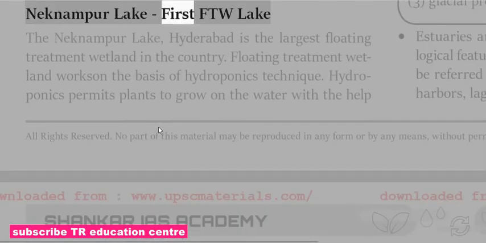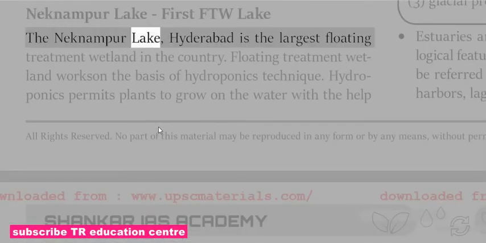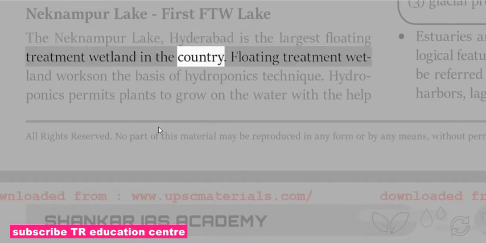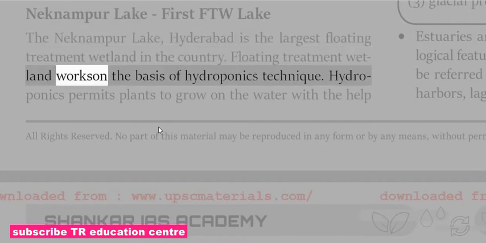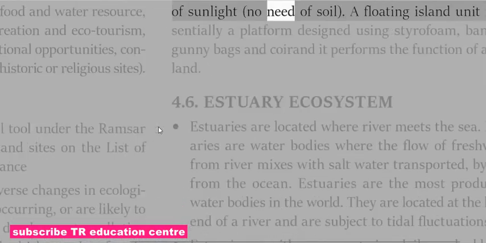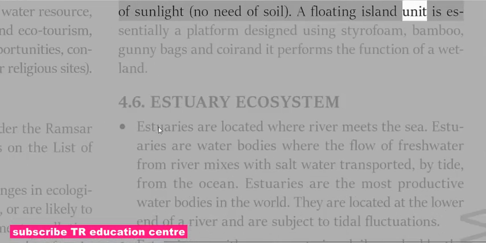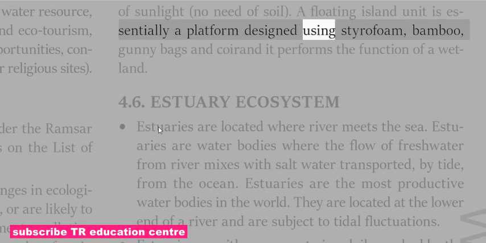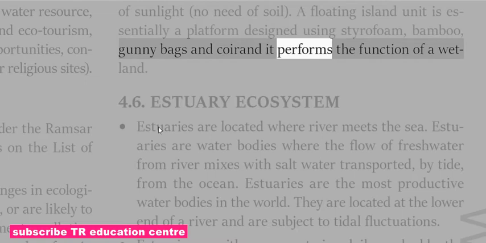Nainampur Lake, first FTW Lake. The Nainampur Lake, Hyderabad is the largest floating treatment wetland in the country. Floating treatment wetland works on the basis of hydroponics technique. Hydroponics permits plants to grow on the water with the help of sunlight, with no need of soil. A floating island unit is essentially a platform designed using styrofoam, bamboo, gunny bags and coir. It performs the function of a wetland.